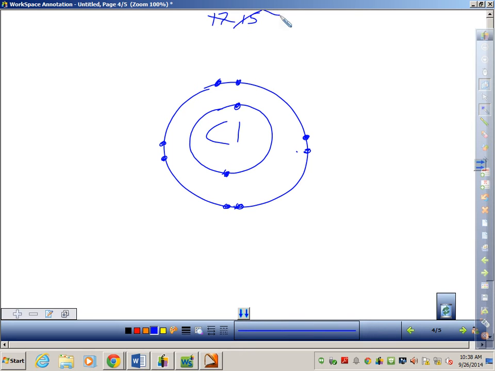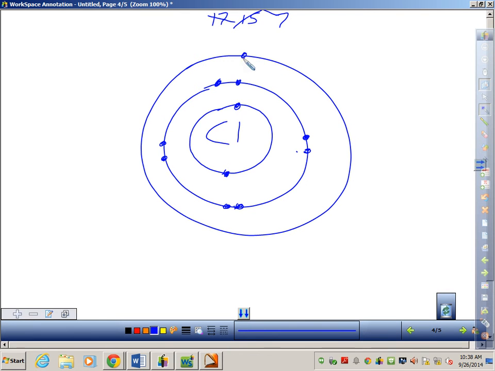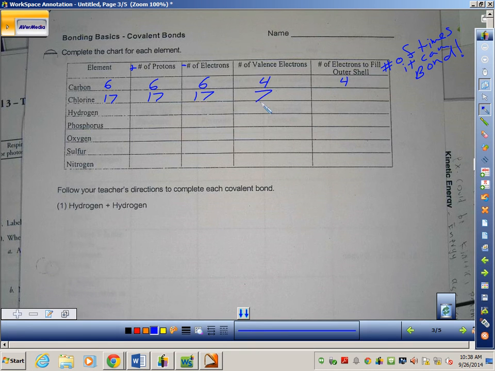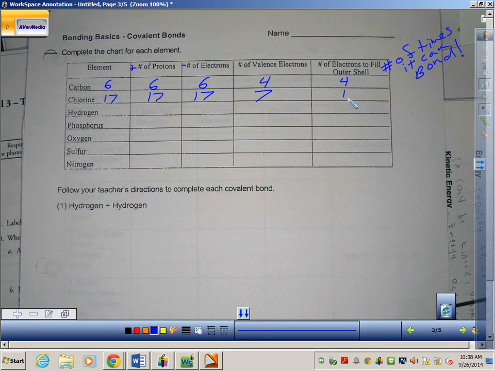So how many are left now? 7. So how many are in the outer shell? 7. What family is it in? What family is chlorine in? 7. Making sense? So the family tells me the valence shell, right? How many more does it want to be happy? 1 more to get to 8, right? How many times will it bond? 1 time. We good there? Take 5 minutes and do the rest.